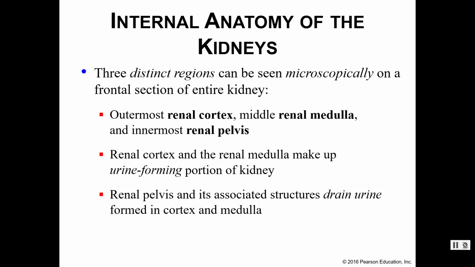Now, the cortex and the medulla are where you form urine. The renal pelvis and other associated structures that we'll talk about in a minute, these are where you drain urine. So it's made in the cortex and the medulla. We're going to drain it through the pelvis, and eventually that urine will exit via your ureters.